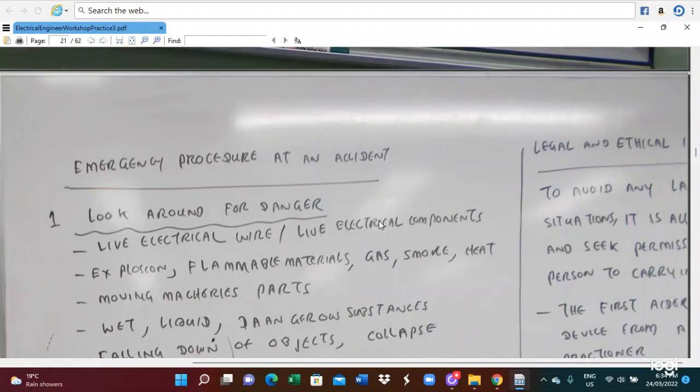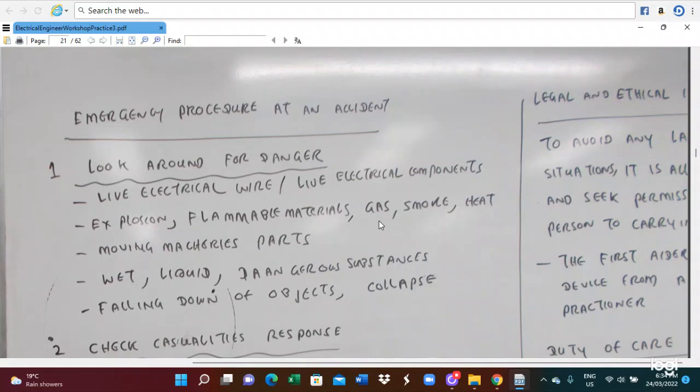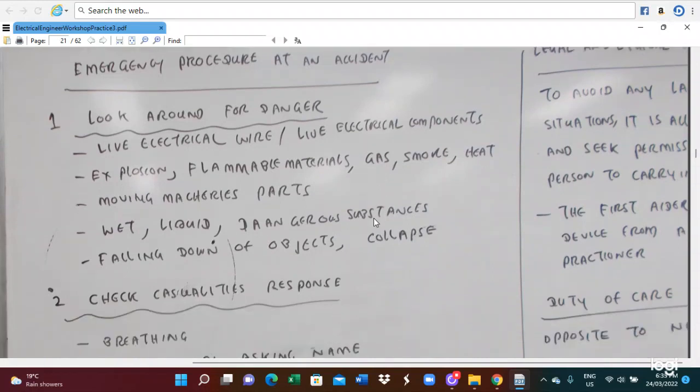So the emergency procedure for an accident: firstly, when the emergency happens, you have to look around for danger. In this case, live electrical wire, live electrical components, explosion, flammable material, gas, smoke and heat need to be checked. Also you need to check machinery parts, wet liquid, dangerous substances and falling objects.